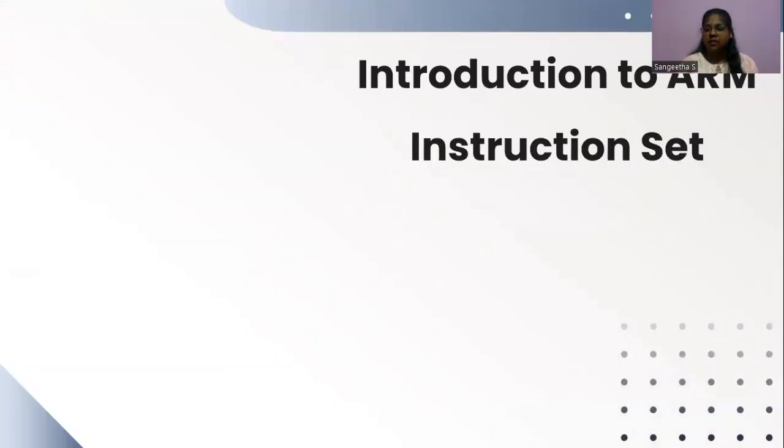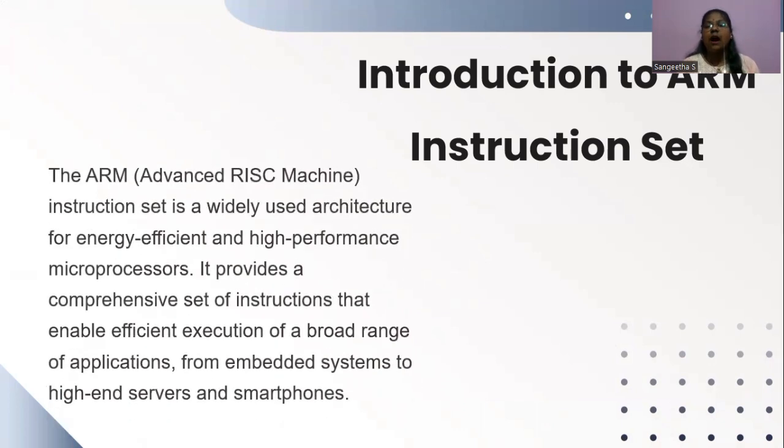Introduction to ARM instruction set. Before going to the introduction, what is actually ARM? ARM stands for Advanced RISC Machine. What does RISC stand for? It is a reduced instruction set computer. There are two types of instruction set computer. One is RISC and one more is CISC. CISC stands for Complex Instruction Set Computer. Here we are using the RISC machine. So the RISC machine we use in microcontroller will be abbreviated as ARM.